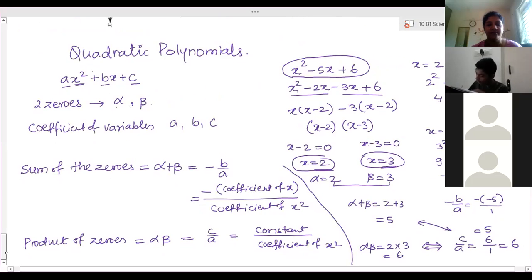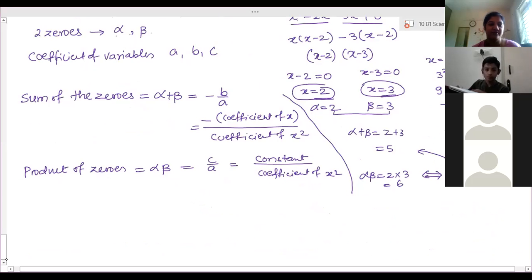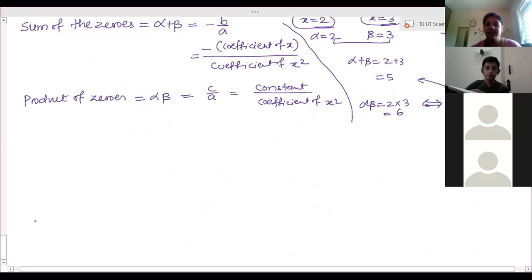Ma'am, maybe using Euclid's division lemma. No. Now, don't write anything. First try to understand and then write down.